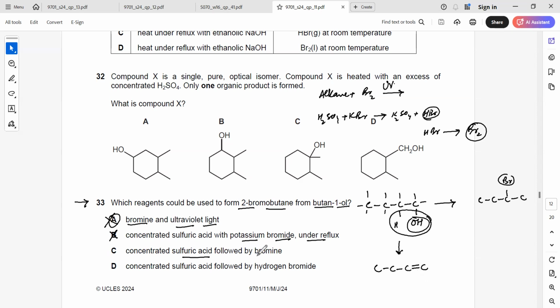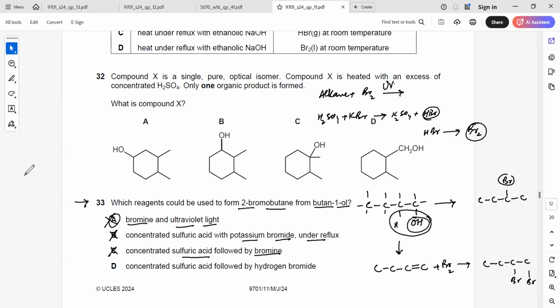And when we treat it with the bromine, so what happens? We get addition reaction. So 1,2-dibromobutane will be produced. So option C is not correct. Now next, same concentrated sulfuric acid. So elimination reaction will take place and we will get 1-butene.